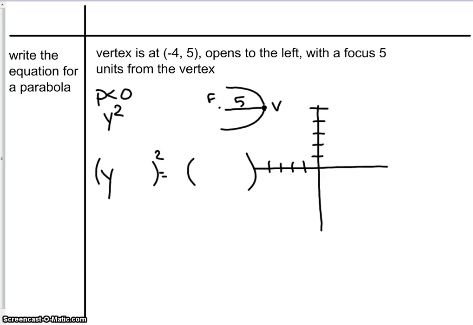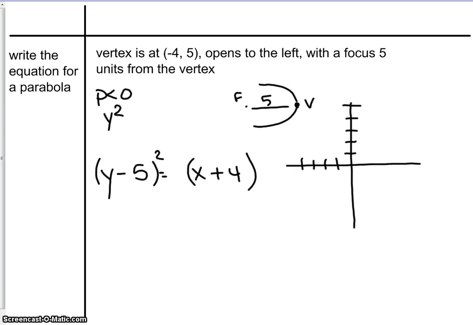So like we said, the y is the part that's squared. So x is with the -4, and y is with the +5. And since that focal distance is 5 units, that's the value for p. So 4p is 20. That goes in front of your linear piece. All right, good luck with parabolas.